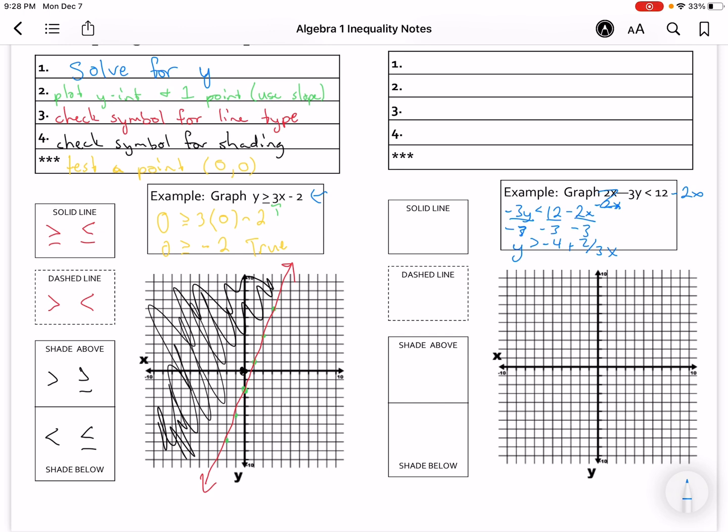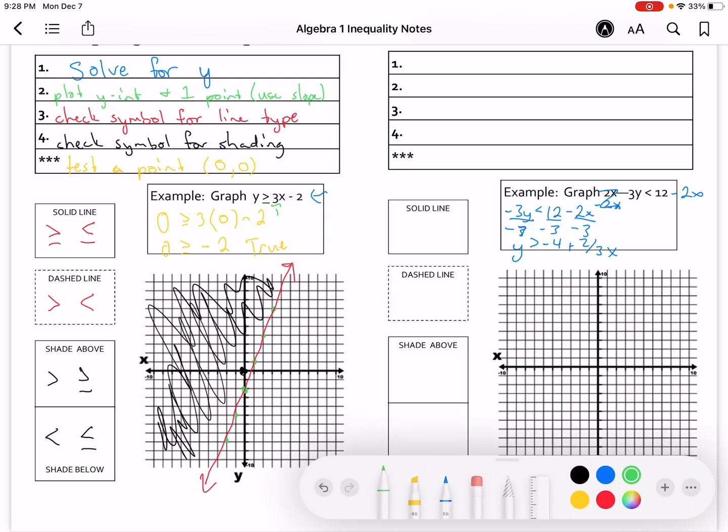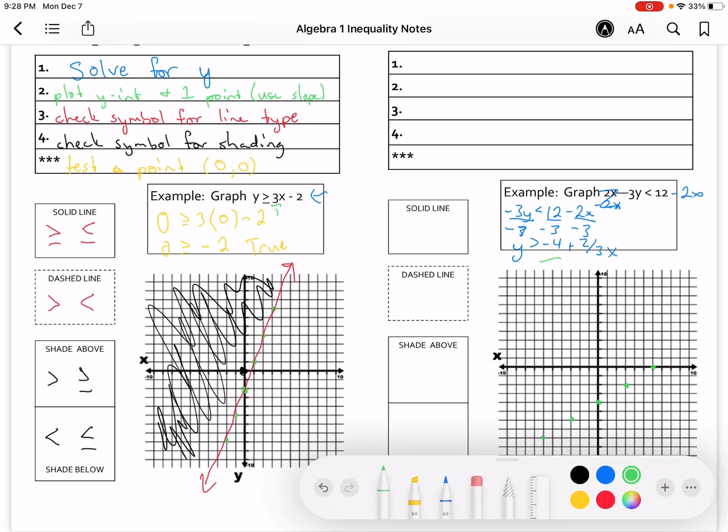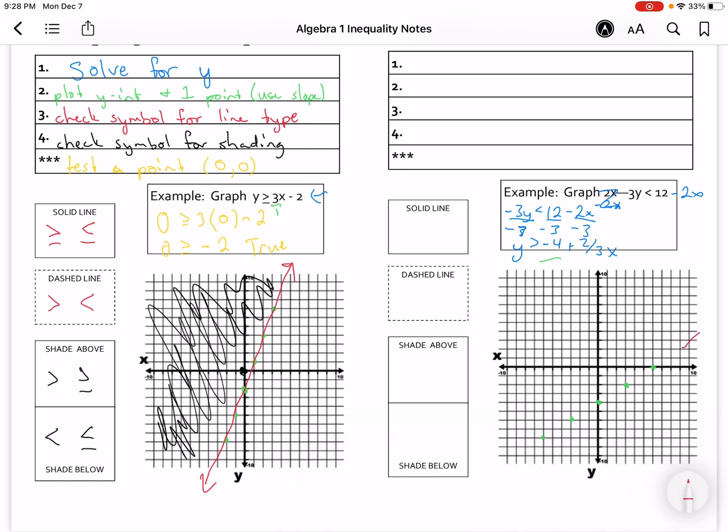So I'm going to go to my next step, which is to plot the y-intercept and a point. So my y-intercept is negative 4. Put a dot at negative 4. And I go up 2 and right 3. And again, I can also go down 2 and left 3. All right, this time, when I go to check my symbol for the line type, if you notice, it's just a greater than symbol. So what that tells me is I need a dashed or a dotted line. So I'm going to put a dashed line with arrows on the end.